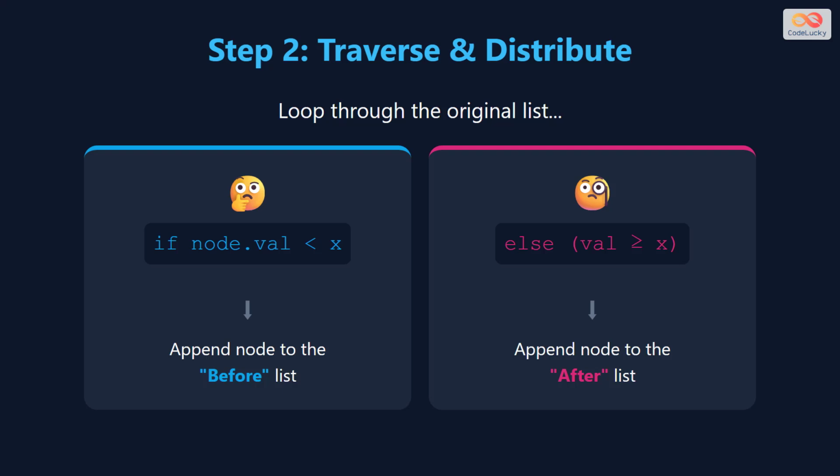Now we start traversing the original list. For every node we visit, we check its value. If the value is strictly less than x, we append it to our before list. If it is greater than or equal to x, we append it to our after list. This effectively splits the original list into two parts.